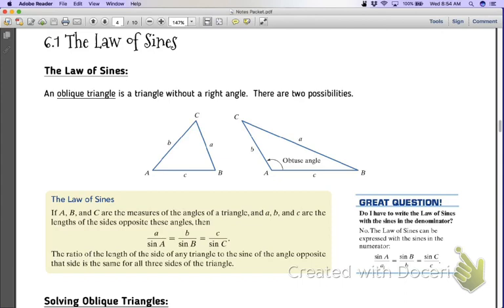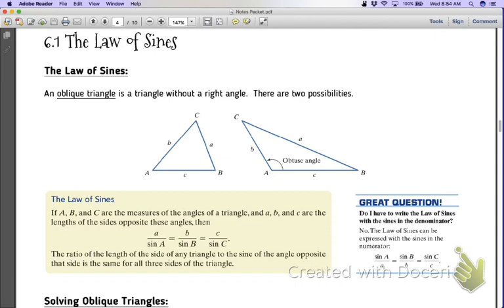It's just going to fit the formula down here at the bottom: I take the proportion of side A over the sine of A, which is equal to side B over the sine of angle B, equal to side C divided by the sine of angle C. That ratio is going to work on any triangle. You're always going to look at the opposite angle or the opposite side of whatever angle you're dealing with.